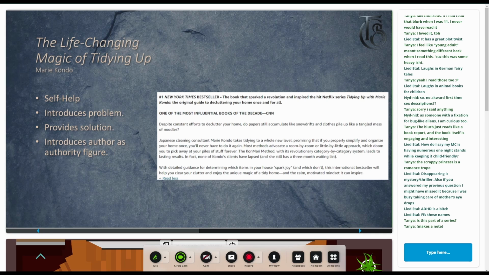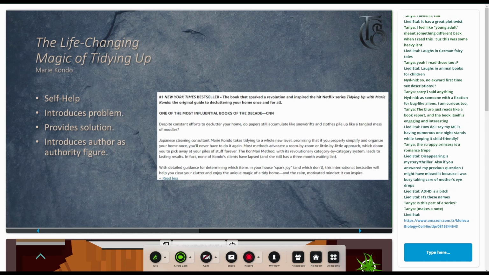With detailed guidance for determining which items in your house spark joy and which don't, this international bestseller will help you clear your clutter and enjoy the unique magic of a tidy home, and the calm, motivated mindset it can inspire.